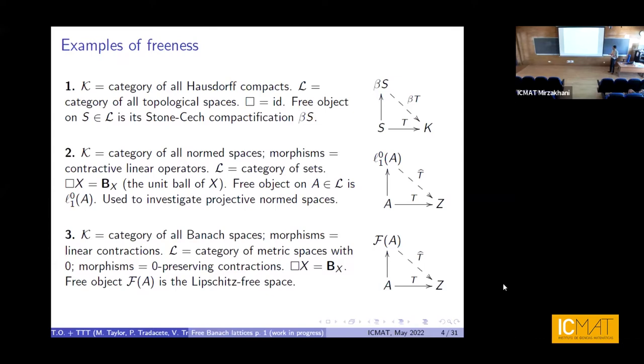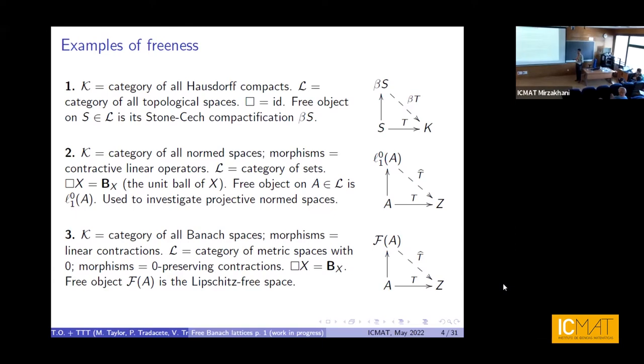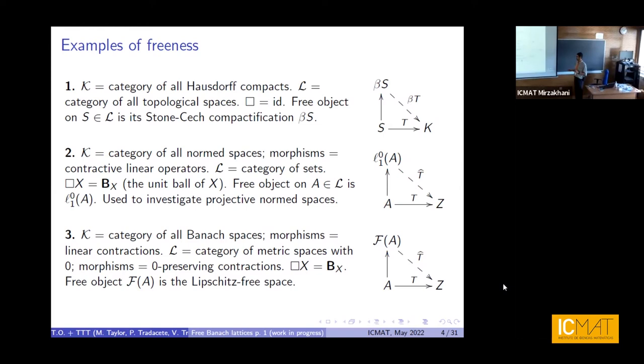Another setting which has been attracting more interest lately is that once again, let's say K is a category of Banach spaces, and morphisms once again are linear contractions, and let's say script L is a category of metric spaces with a special point selected in them, which we call zero, and morphisms will be the zero preserving contractions. And then once again, let's say square is a forgetful functor.